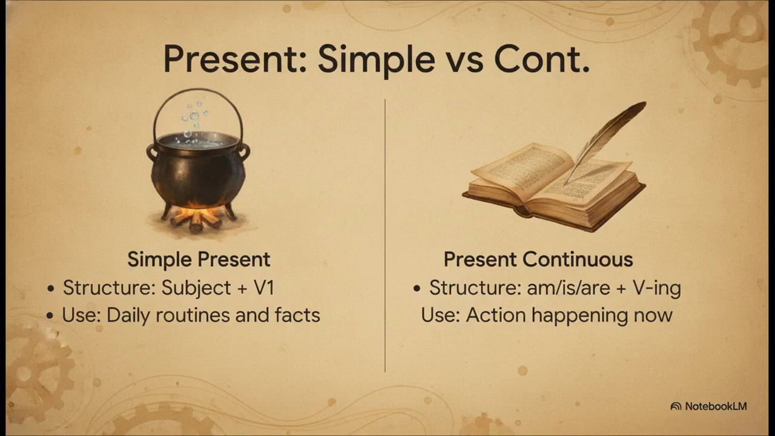Let's zoom in on our first two present forms. Notice how the simple present handles daily routines and universal truths. The formula is just the subject plus the base verb, or verb 1. For example, water boils at 100 degrees Celsius. It's an undeniable fact, right? But right next to it, the present continuous relies on an ing ending, combined with am, is, or are for actions happening right this exact second. So instead of a general truth, it's specific and immediate, like Rahul is studying.